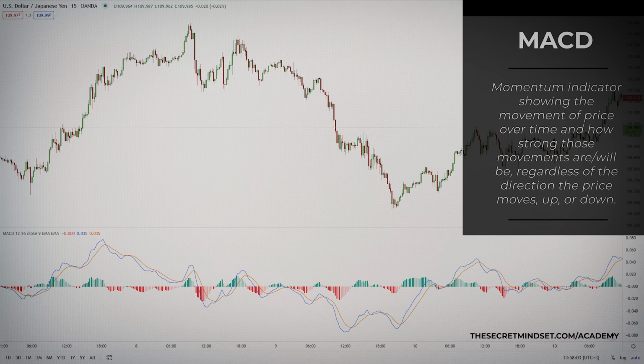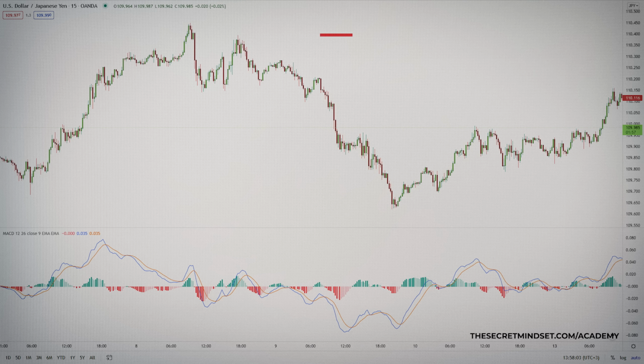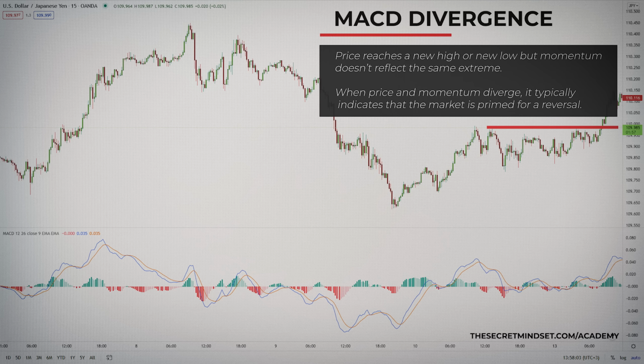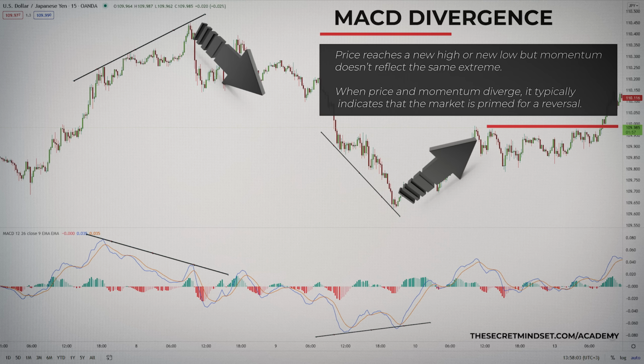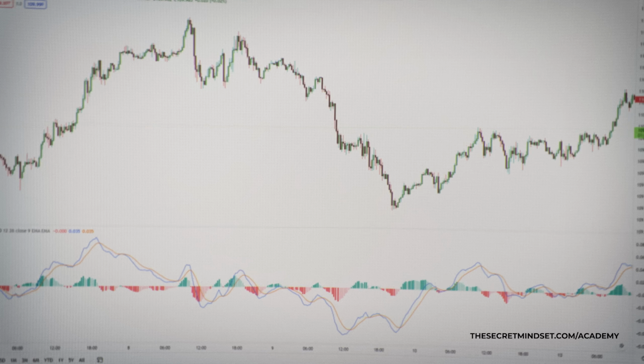MACD as a momentum indicator shows the movement of price over time and how strong those movements are or will be, regardless of the direction of the price moves, up or down. A divergence refers to any instance where the price reaches a new high or new low, but momentum, as illustrated by the MACD, doesn't reflect the same extreme. When price and momentum diverge, it typically indicates that the market is primed for a reversal.